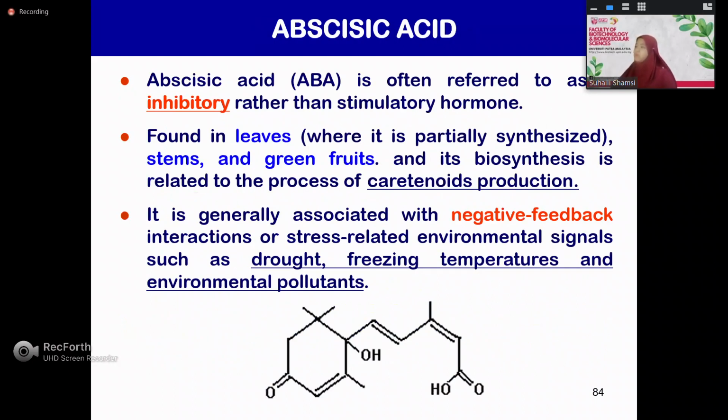Now we move on to our last important hormone, which is called abscisic acid. Abscisic acid, because of the name, is often referred to as an inhibitory hormone rather than stimulatory hormones such as ethylene, auxin, gibberellic acid, and also cytokinin. It is found in leaves, where it is partially synthesized, and can also be found in stems and green fruits. And its biosynthesis is related to the process of carotenoid production.